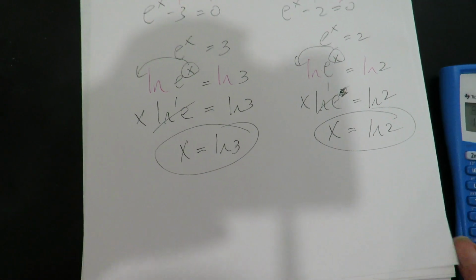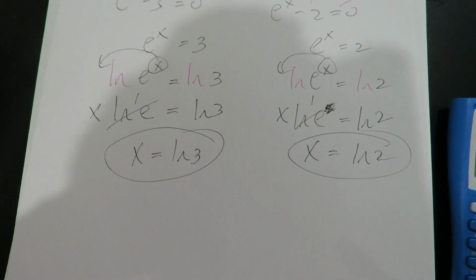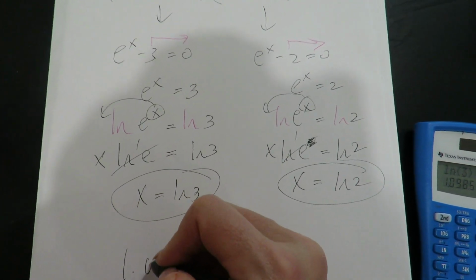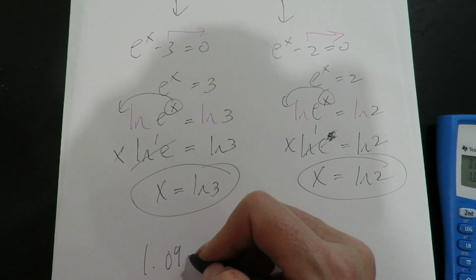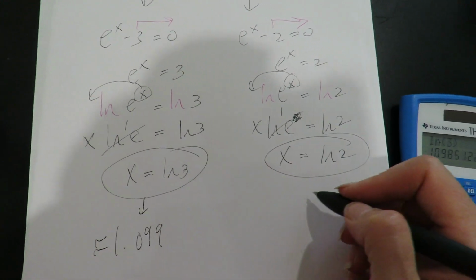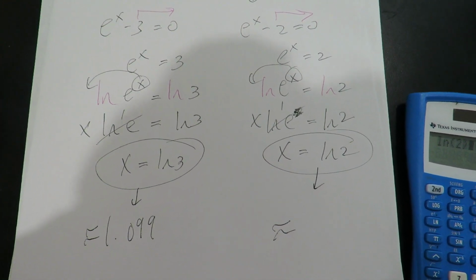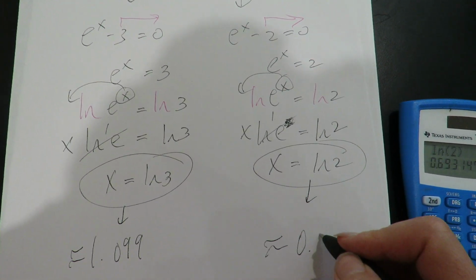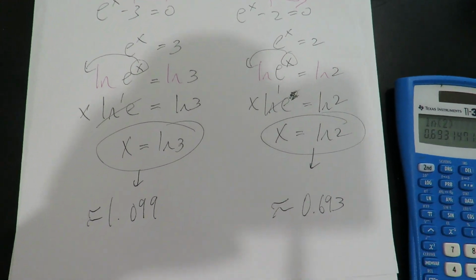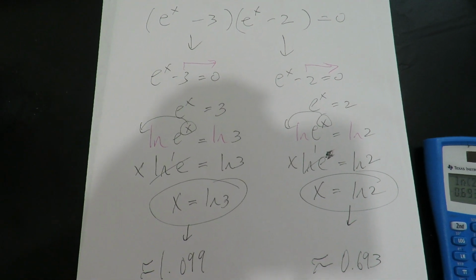Okay, let me just give you the approximations, because those are the exact. So ln of 3 is 1.099. That's the approximation on this guy. And ln of 2 is 0.693. That is the approximation on that guy. Okay, so this one we factored.